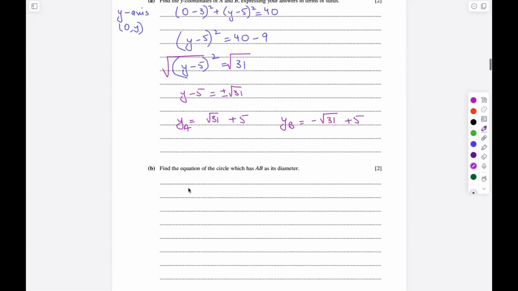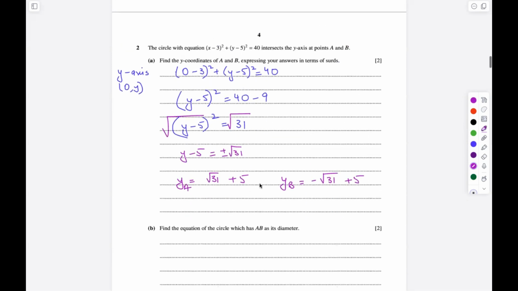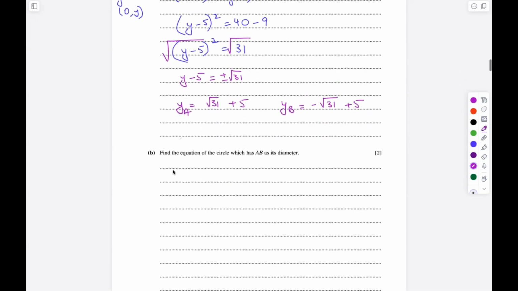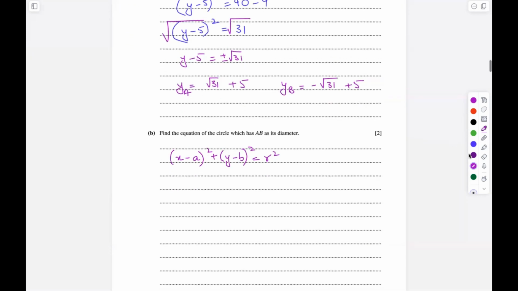In part B, we have to find the equation of the circle which has AB as the diameter. Now for AB as the diameter, we know that the equation of a circle is given by the formula (x minus a) whole squared plus (y minus b) whole squared equals r squared. Now as AB is the diameter, the coordinates of A will be (0, 5 plus root 31), and the coordinates of B will be (0, 5 minus root 31).